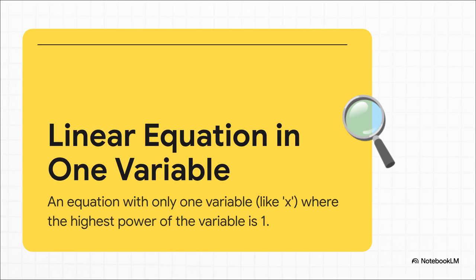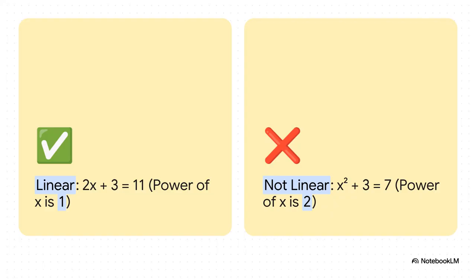Now, we're not just solving any old equation today. We're focusing on a very specific type, a linear equation in one variable. I know that sounds super technical, right? But all it really means is two simple things. One, there's only one mystery to solve. Usually we call it x. And two, that x isn't squared or cubed or anything crazy. Its highest power is just 1. Nice and simple.